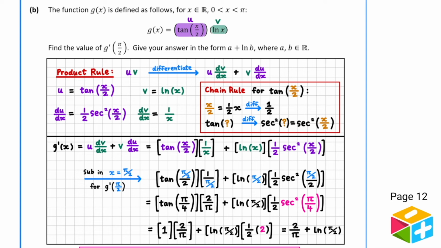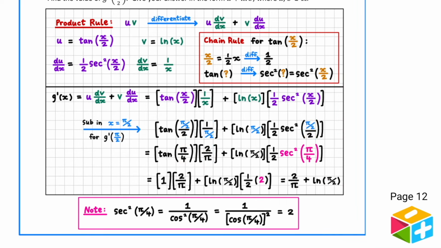We were asked to find g dashed of pi over 2. To find this, we should sub in x equal to pi over 2 into this expression. From here, we can simplify a bit. Pi over 2 divided by 2 gives us pi over 4. 1 divided by pi over 2 gives us 2 over pi. And again, pi over 2 divided by 2 gives us pi over 4.